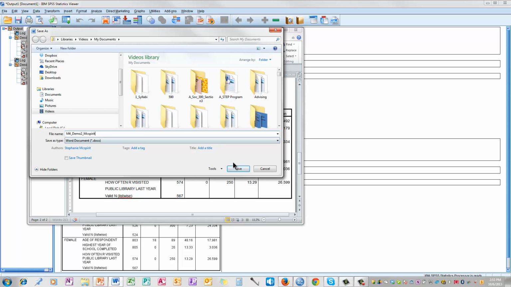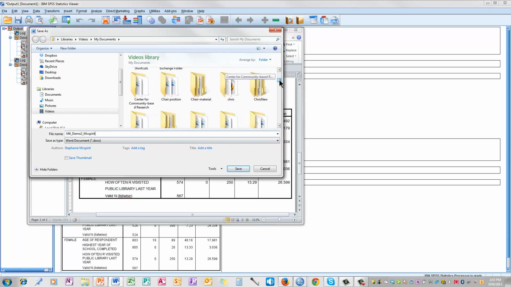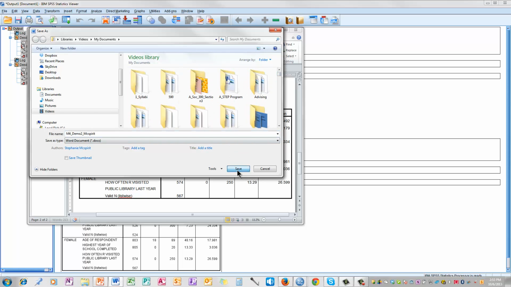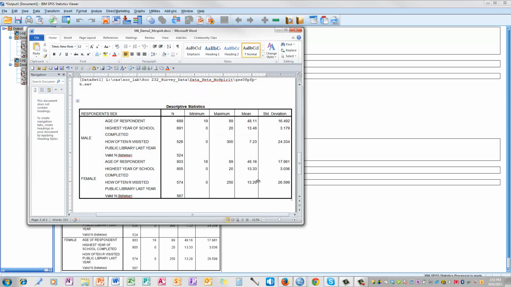Okay. And just save it in your SOS 232 folder or wherever you're placing your files. And then you're going to upload that demonstration into the Module 4 Demonstration 2 portal. Okay? And that marks the end of another demonstration. And have fun with that.